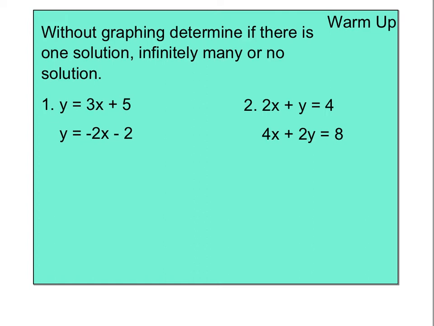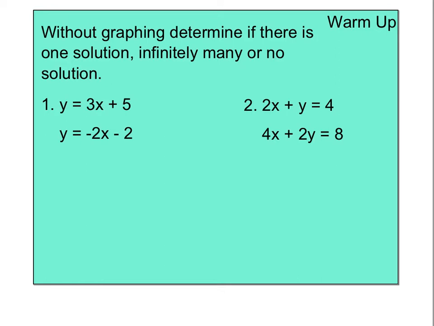So we'll be going over the warm-up now. Make sure you have your grading utensils out. I know this wasn't one of your homework problems, but hopefully you thought back to what we did work on in 9-1 and were able to look at these equations and identify if they would have one solution, which means they would cross once, infinitely many, which means they would be the same line, or no solution, which means they would be parallel and they would never cross.